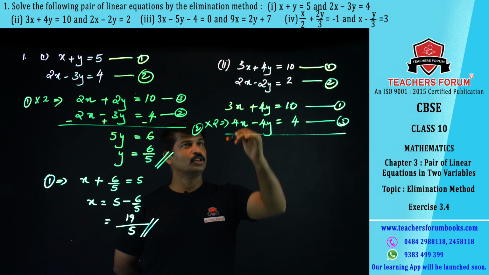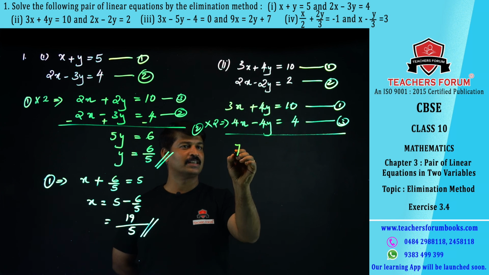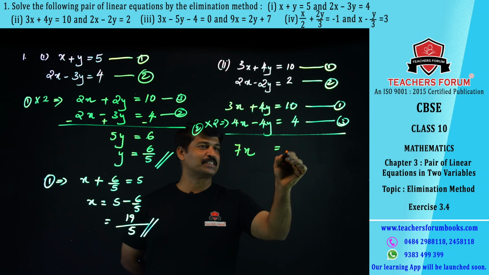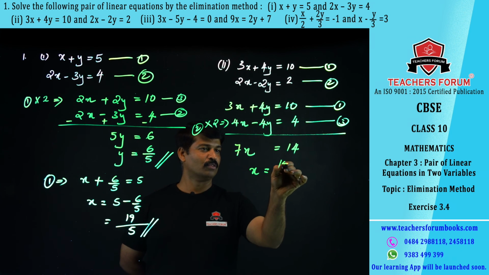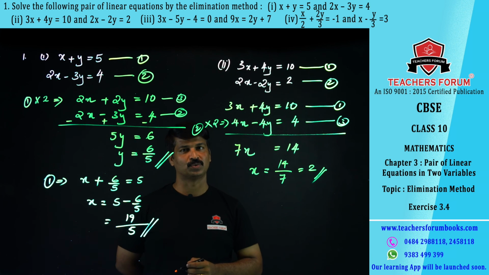Now what you have to do? You just add it. When you just add, what happens? 3x plus 4x, that is 7x. It becomes 0. That is equal to 10 plus 4, that is 14. Then what is the value of x? The value of x is equal to 14 by 7, that is 2. You get the value of x as 2.